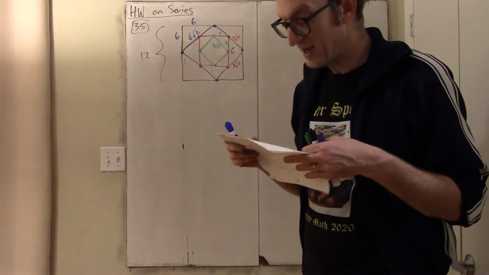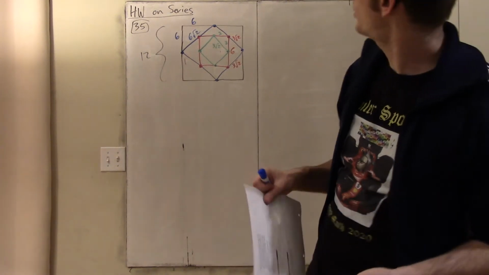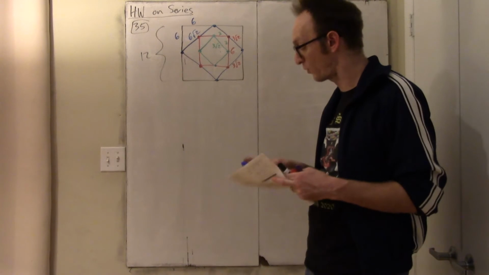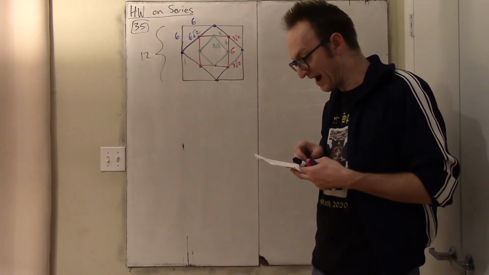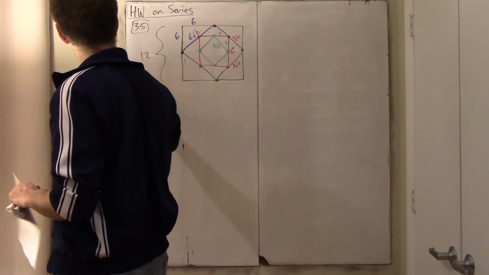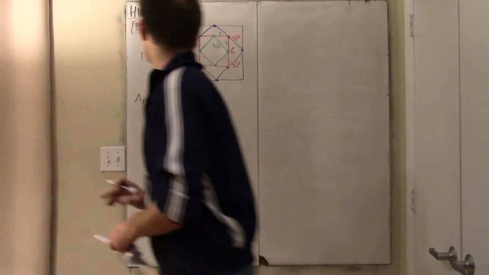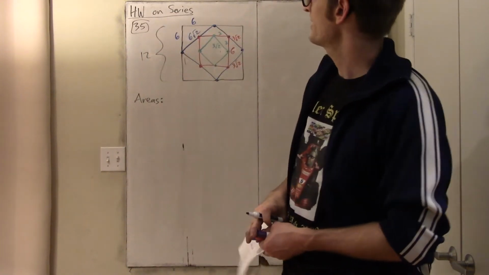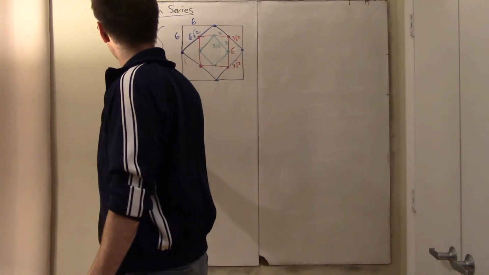Question. If this process is continued indefinitely, so continue constructing these squares forever, find the sum of the areas of all the squares and the sum of the perimeters. Well, what happens if I add up all the areas forever? What's the area of the first square? It's just 12 times 12, so that's 144.